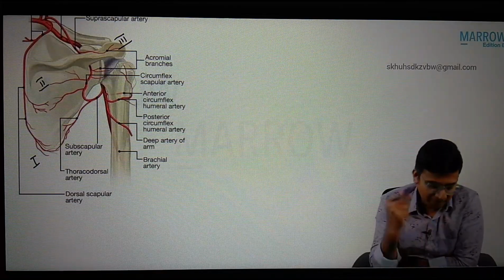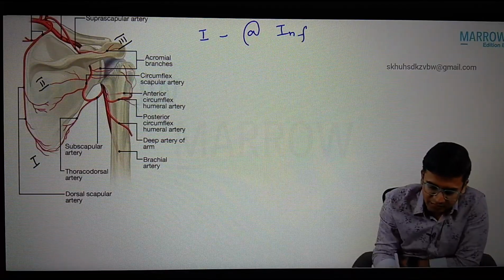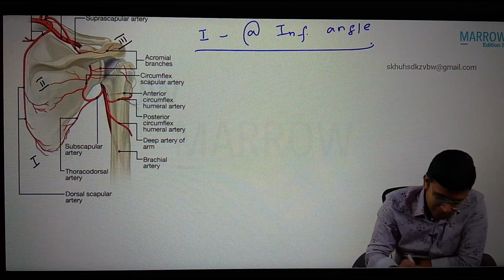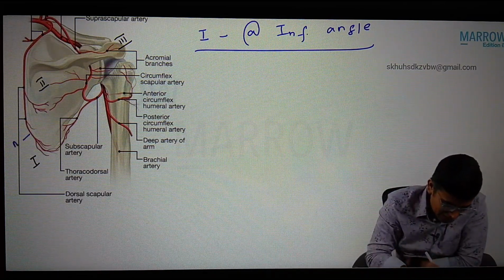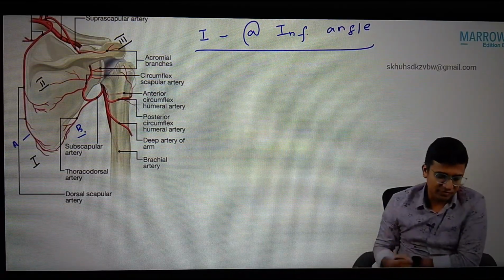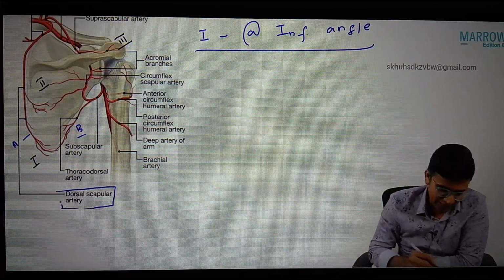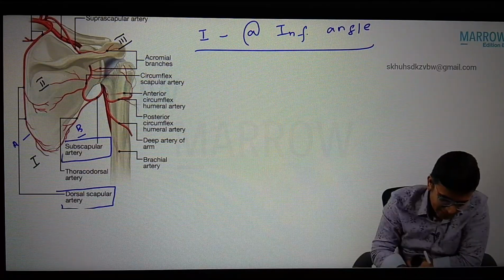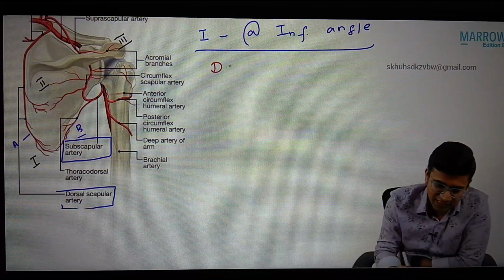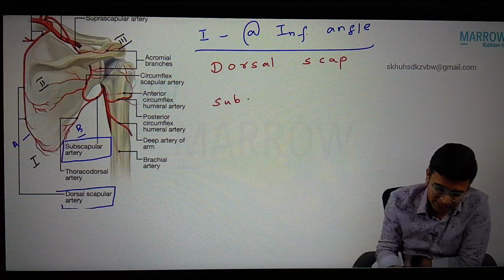Now we're going to discuss the arteries involved in the anastomosis at the inferior angle of the scapula. See the diagram. Two vessels are involved. One branch is coming from here. I'm going to mark this artery as A and another branch as B. These two arteries are anastomosing. A is our dorsal scapular artery, and B is our subscapular artery. So the dorsal scapular anastomoses with the subscapular artery at the inferior angle.